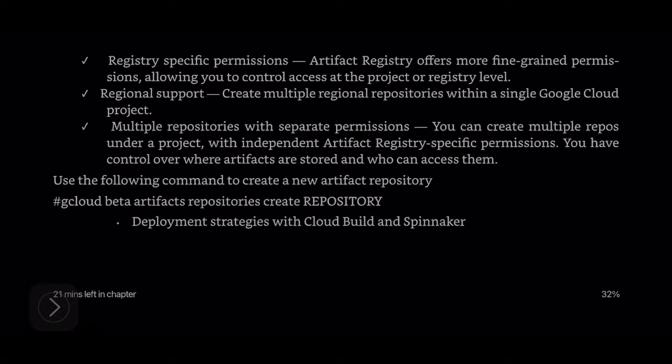Regional support. Create multiple regional repositories within a single Google Cloud project. Multiple repositories with separate permissions. You can create multiple repos under a project with independent Artifact Registry-specific permissions. You have control over where artifacts are stored and who can access them. Use the following command to create a new artifact repository. gcloud beta artifacts repositories create.